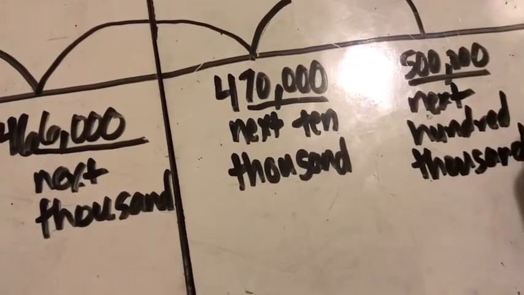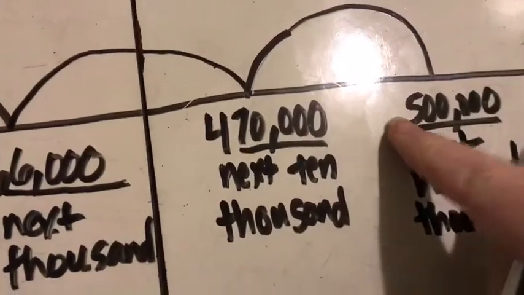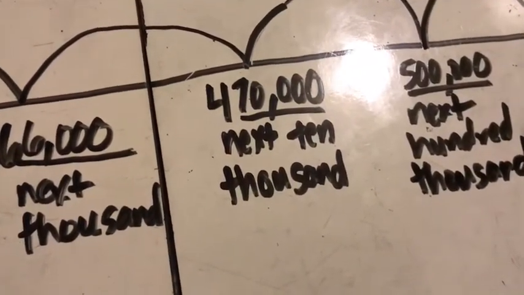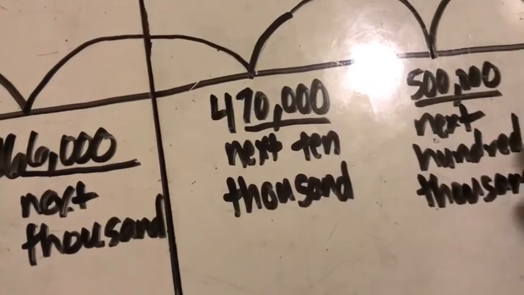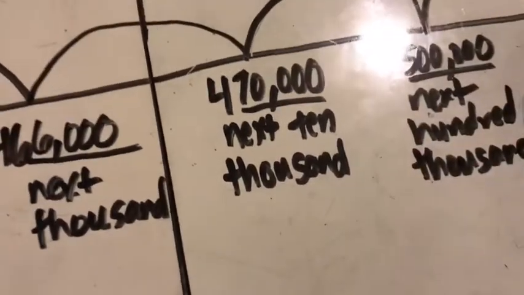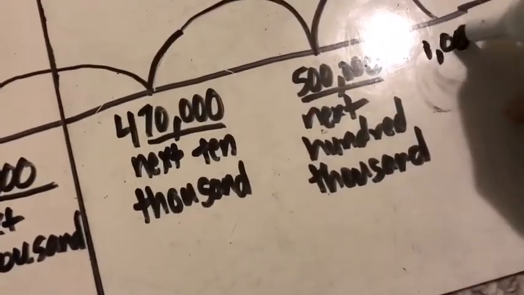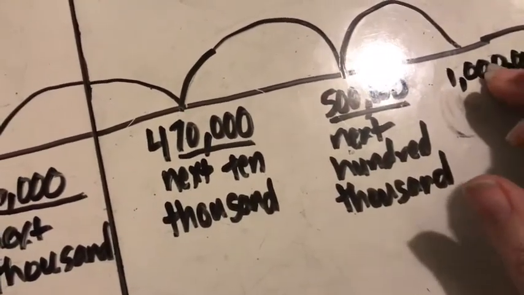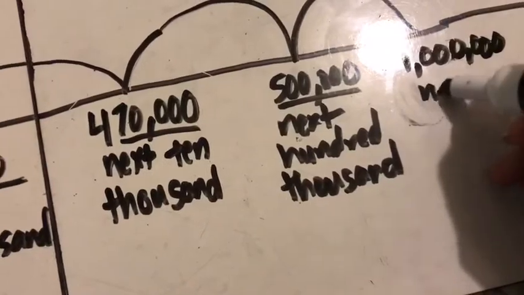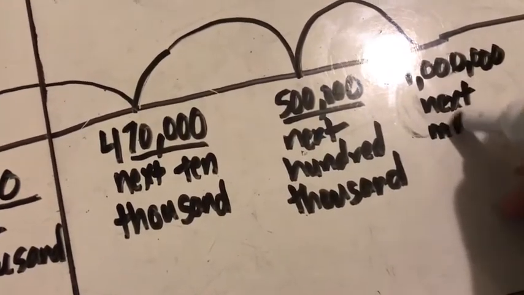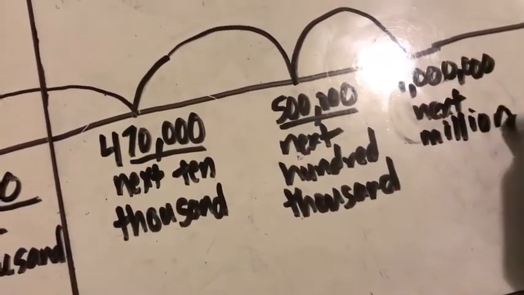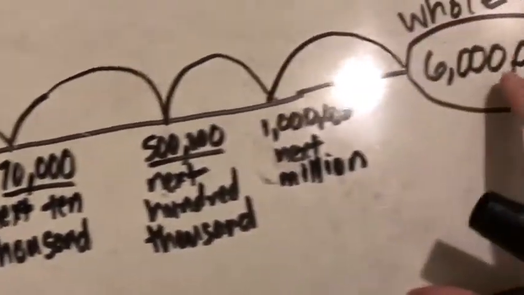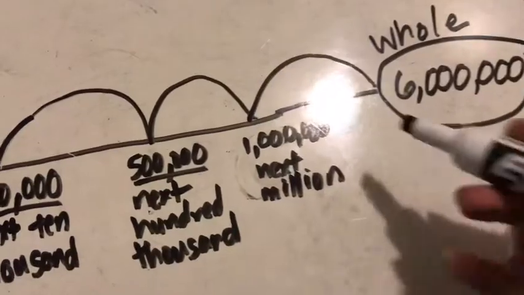After I get to the next 100,000, the next place value up would be the millions. So then I would want to get to the next million, which I don't have any millions here. So my next million would be 1 million. And that's my next million. From that next million, I would want to get to my whole, which is 6 million, okay?